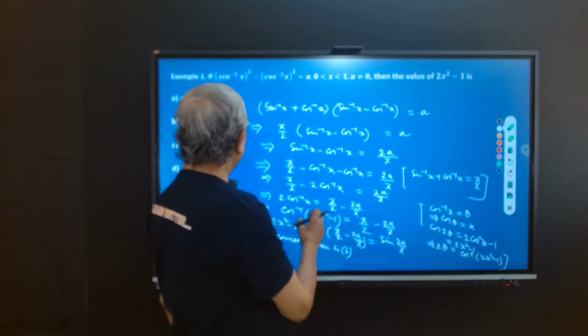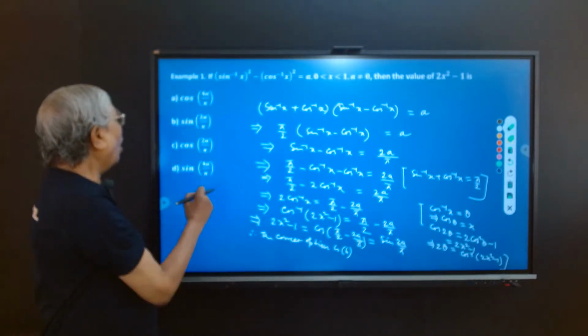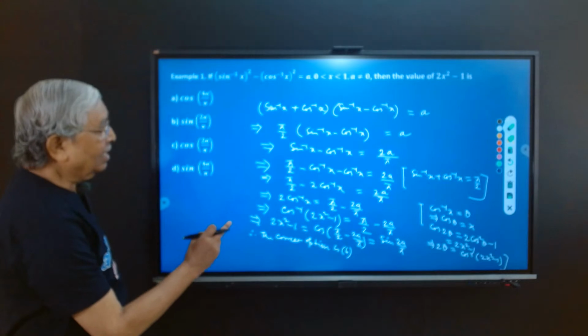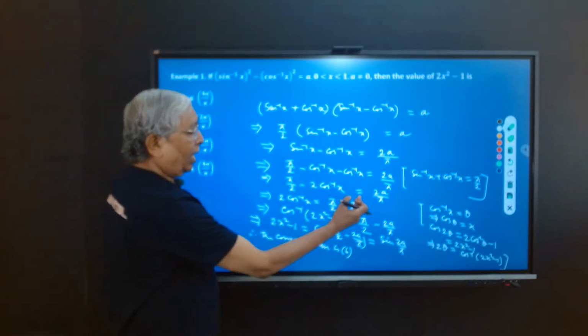So what is the correct option? Here you are given 4 options. So the correct option is B. So the answer is B. And this step I will explain here.